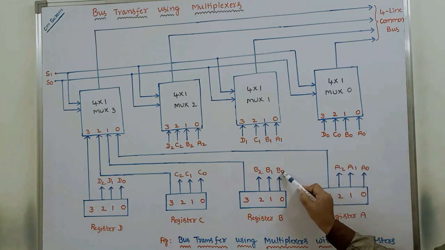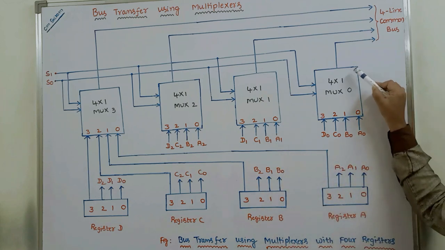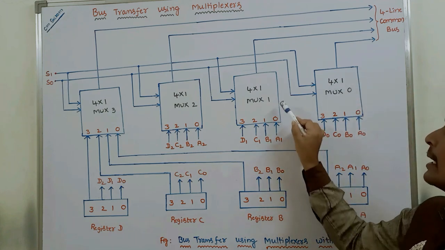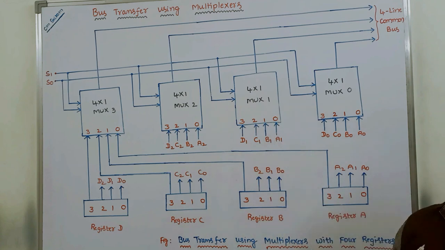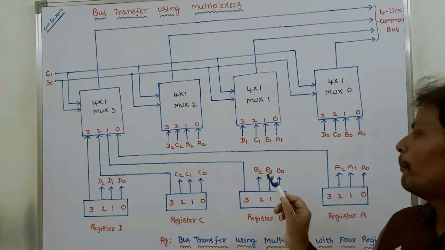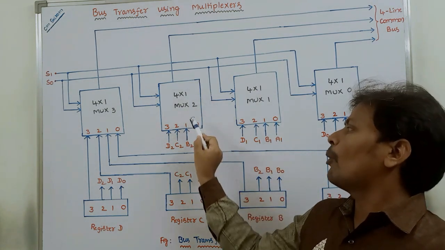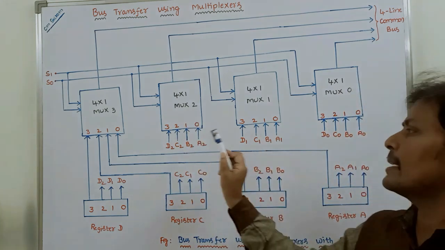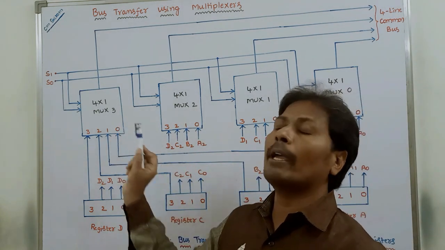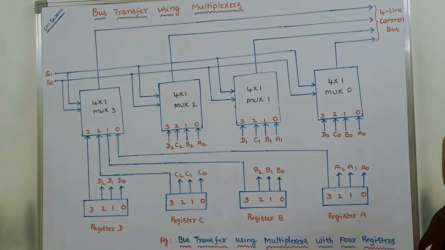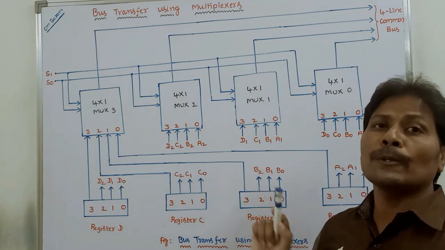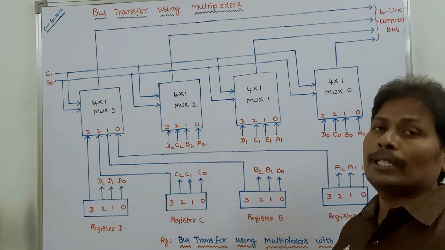So B0 is connected to the 1 data input of multiplexer 0. B1 is connected to the 1 data input of multiplexer 1. B2 is connected to the 1 data input of multiplexer 2. B3 is connected to the 1 data input of multiplexer 3. So, 4 data connections. Next one, C0, C1, C2, C3 are the bits of register C.